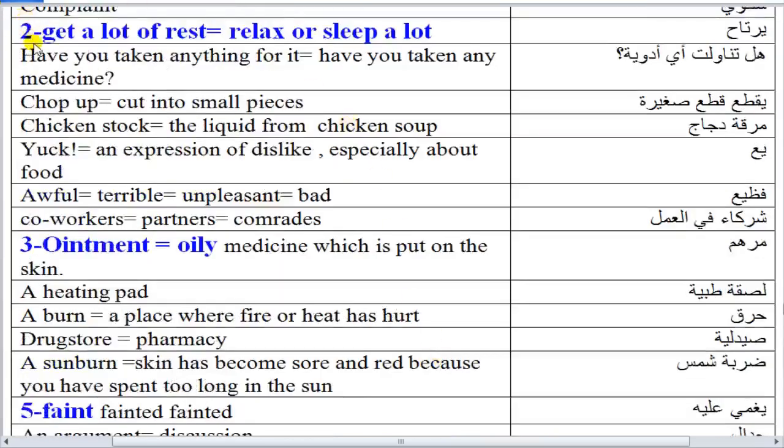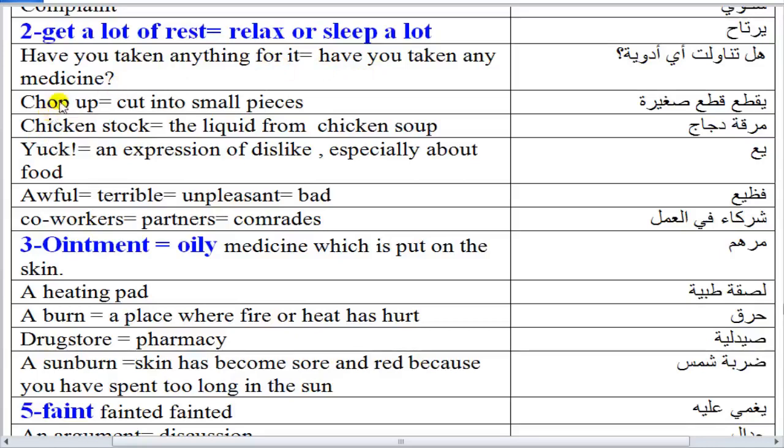Exercise number two. Get a lot of rest. Relax or sleep a lot. Have you taken anything for it? Have you taken any medicine?